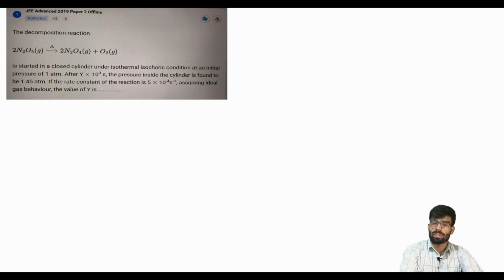Hello everyone, this is Firdous Ahmed Mir. As we were solving questions related to chemical kinetics that have been asked in JEE Advanced, today I have chosen a new question with a different concept. It has been asked in 2019 JEE Advanced. We will see the concepts underneath this question and try to understand them.